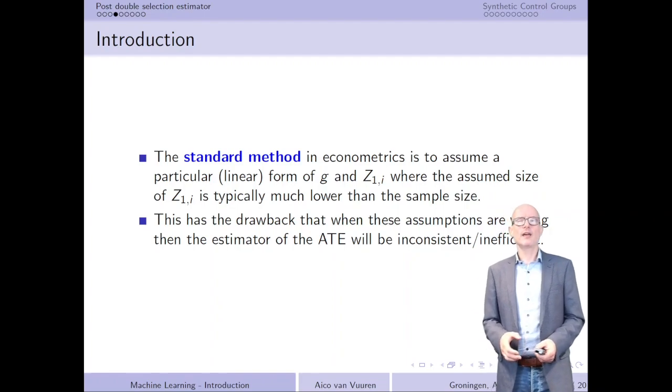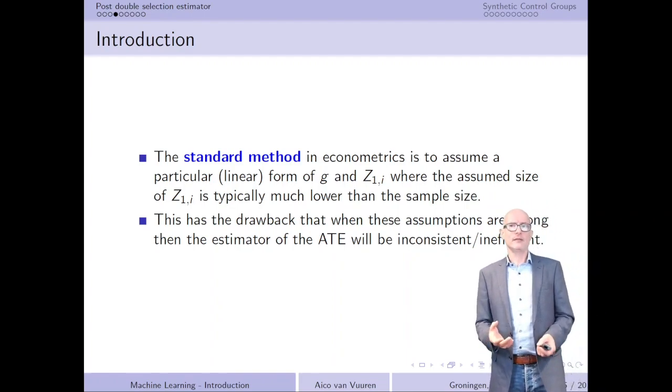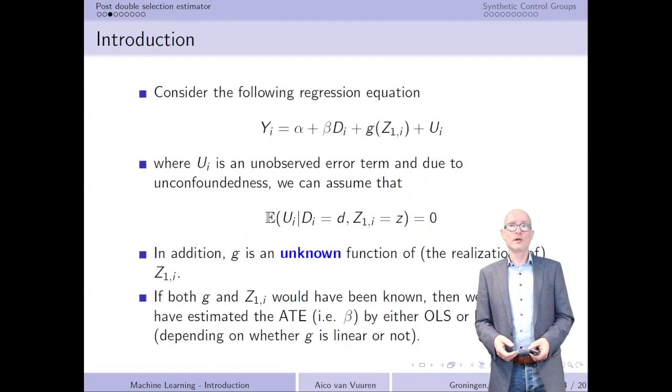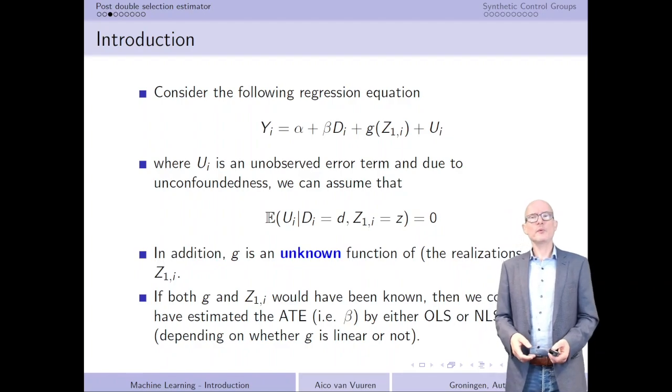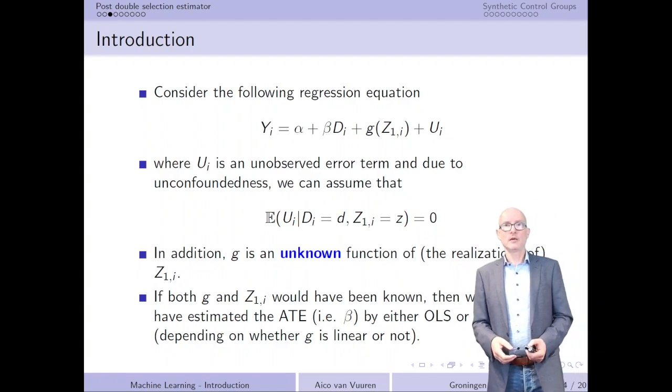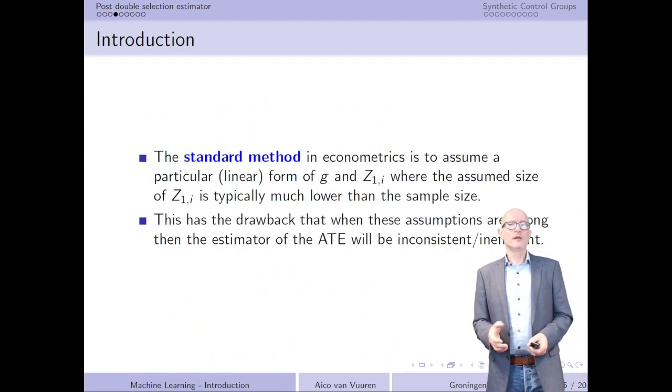However, what we should realize is that that is not very realistic. It's more realistic to assume that we actually do not know g and z1i. Then the question arises, what are we going to do in that particular case? Well, let me first of all look at what we actually do in standard econometrics. And that's probably what you have already seen a couple of times before during your bachelor in econometrics.